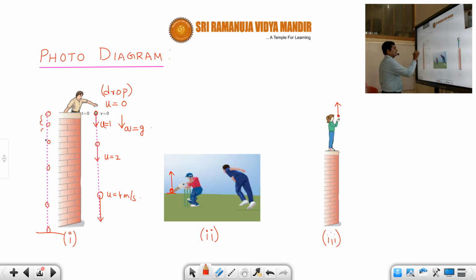Correct or not? Here the distance is less, here the distance is more, here the distance is more. That means it is traveling with high speed. Correct or not, students? So this is called the photo diagram for a ball dropped.